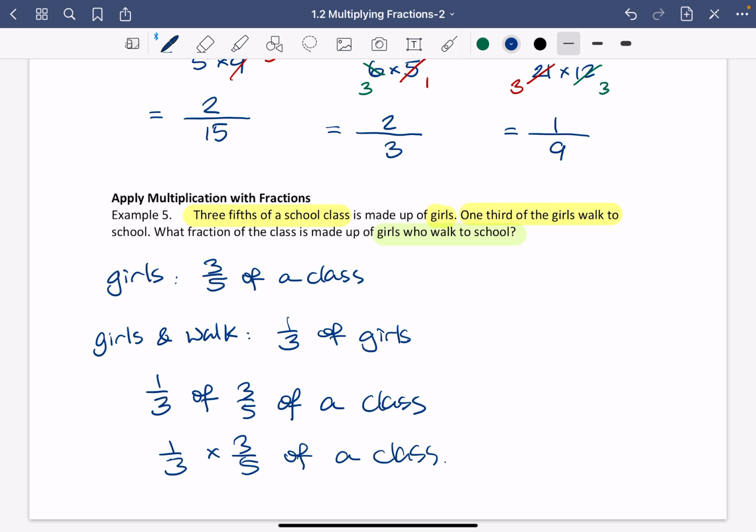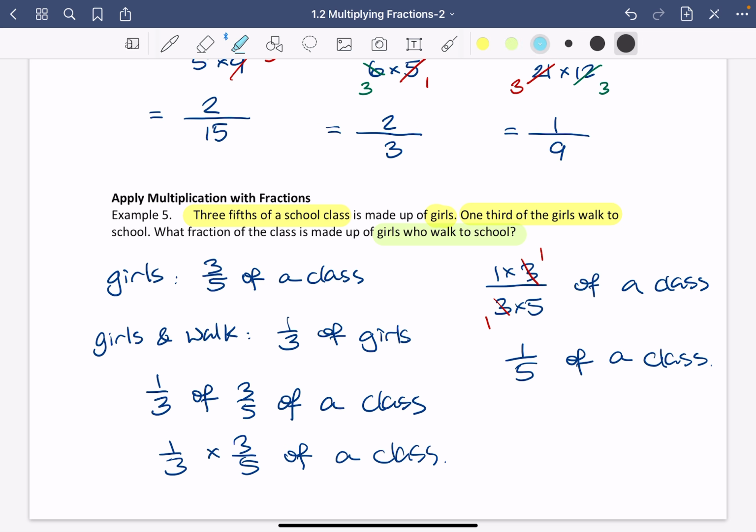And remember, when we multiply, let me just write it here. A third times 3/5 will multiply the numerator by numerator, denominator by denominator. And you see that there is a common factor between the top and bottom, 3 and 3, right? So if we divide both by 3, we get 1 and 1. So my answer then is going to be 1 times 1 is 1, 1 times 5 is 5, 1/5 of a class. And so this is my final answer.